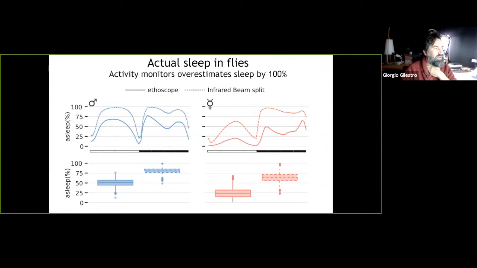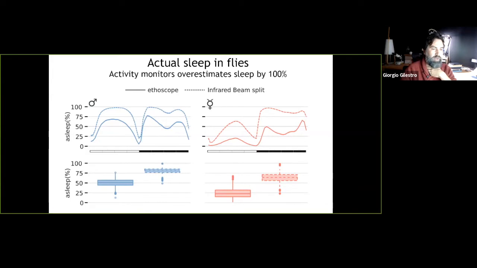Males specifically also have a nap, a daily sleep pattern which we call a siesta, which is not as present or as staggering in females. So in terms of the pattern it is similar, but in terms of the amount, as you can see, there is a large difference. And when you quantify this large difference, you will see that with the infrared beam split, you would think that male flies sleep for more than 80% of the time, while in fact they sleep only for 50% of the time. And on the other hand, female flies, you would think they sleep for 60% or more of the time, while in fact they sleep for less than 25% of the time.